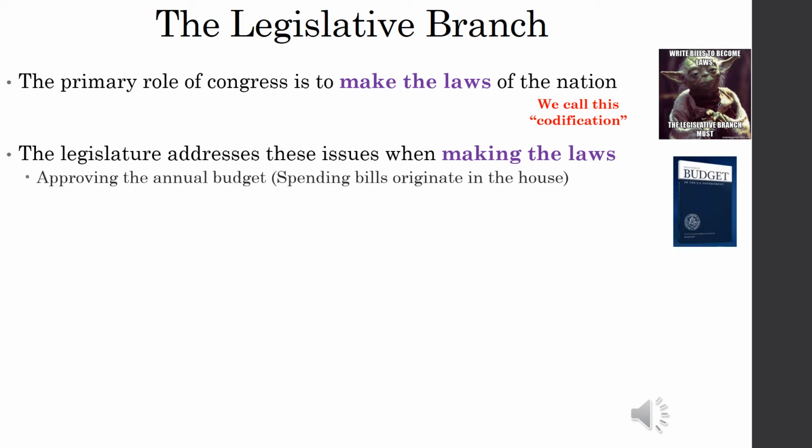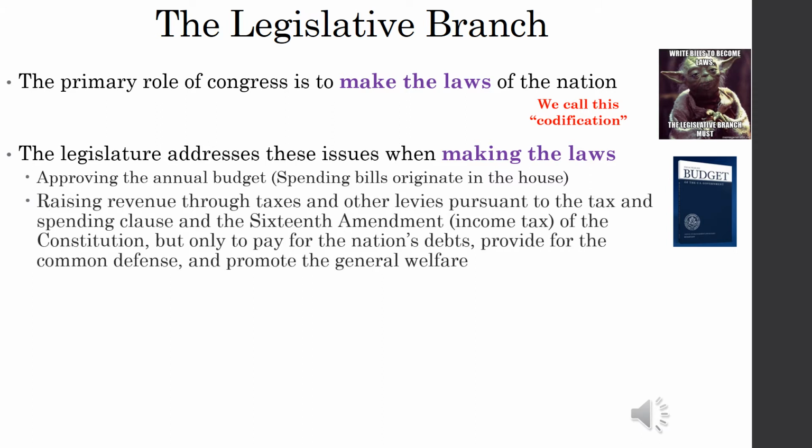The legislature addresses these issues when making the laws. They approve the annual budget, how much money we will spend each year to run our federal government, and spending bills, the bills that state what we're going to pay, originate in the House. They raise revenue through taxes and other levies pursuant to the Tax and Spending Clause and the 16th Amendment, that's the Income Tax Amendment of the Constitution. But they can only raise money to pay for the nation's debt, provide for the common defense, and promote the general welfare. If they are spending money on those 3 things, they can spend as much money as they want, and they can ask people for as much money as needed through taxes and levies.